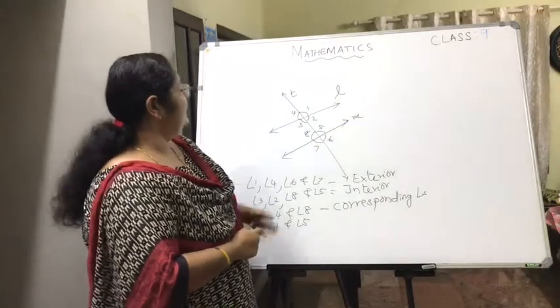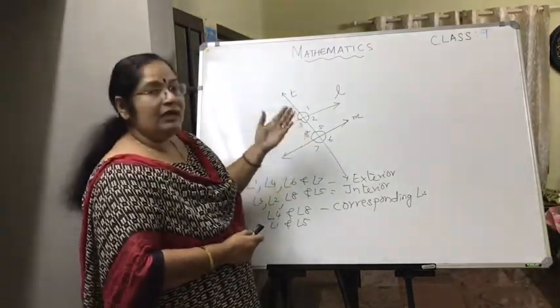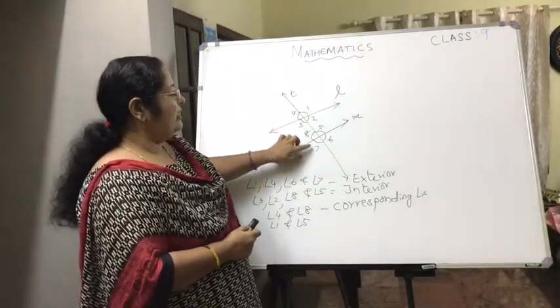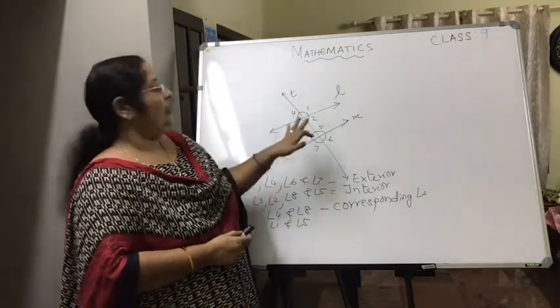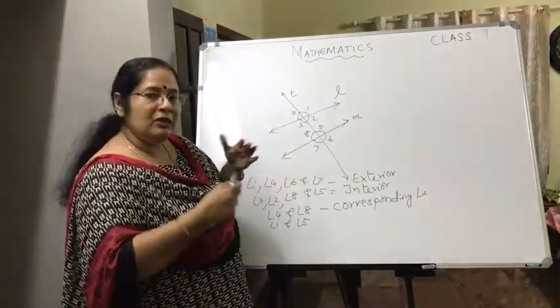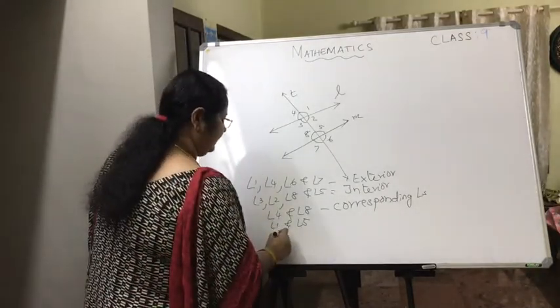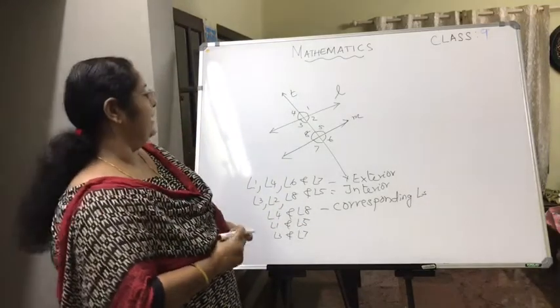Now, look at angle 3 and angle 7. They are on the same side, the left hand side of the transversal. Both 3 and 7 are placed where? Below the lines. So, there also there is a one-to-one correspondence. So, angle 3 and angle 7 also form a pair of corresponding angles.